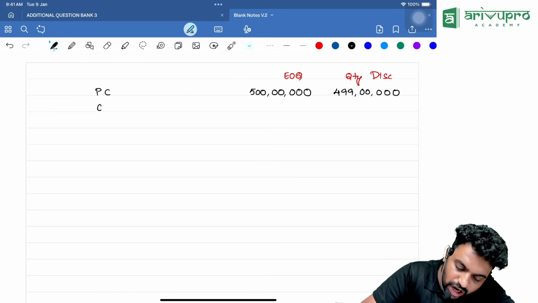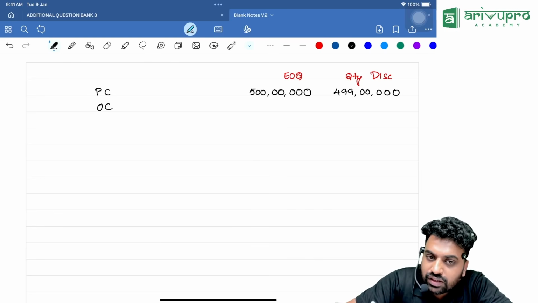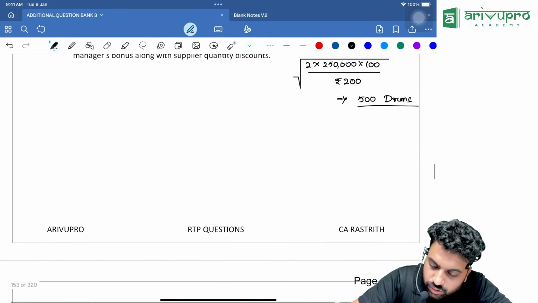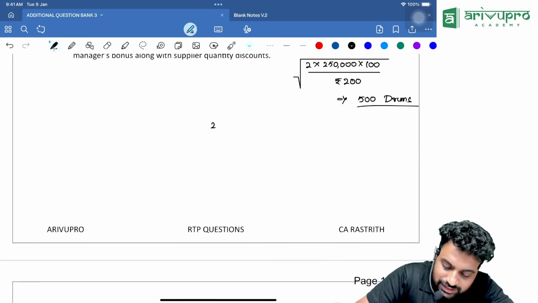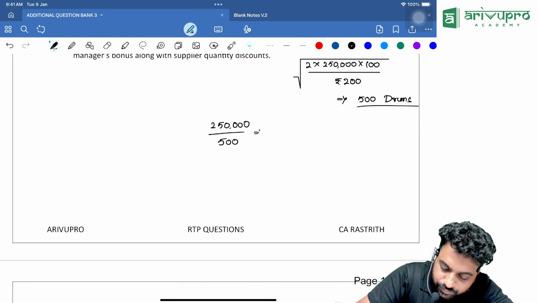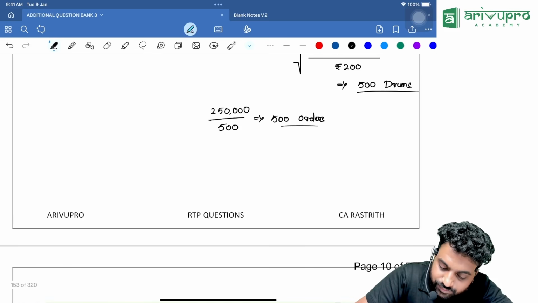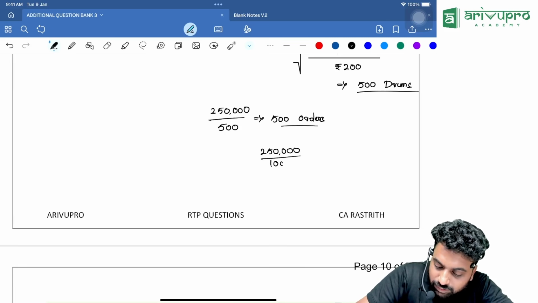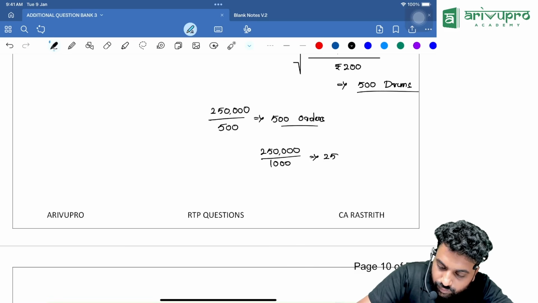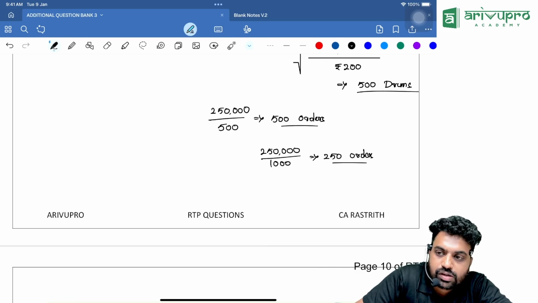Next is your ordering cost. In case of EOQ, 500 drums, which means how many orders to be placed? 2,50,000 divided by 500, 500 orders. In case of quantity discount, 2,50,000, we are placing order for 1000 drums, so 250 orders.